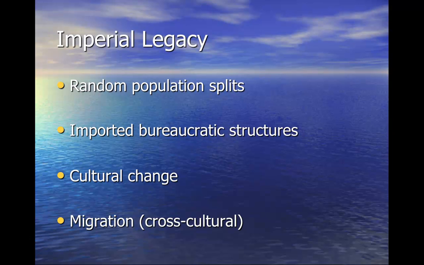So here's where imperial legacy comes in. The first thing you have to understand, and you probably already know this, is that much of the world was carved up by the Europeans, which meant that you had these random population splits. Think, for example, about Africa. The borders were artificially drawn up over a negotiating table in Europe. We had the Berlin Conference in 1884. So they divvied Africa up, especially between Great Britain, France, Portugal, and Belgium.